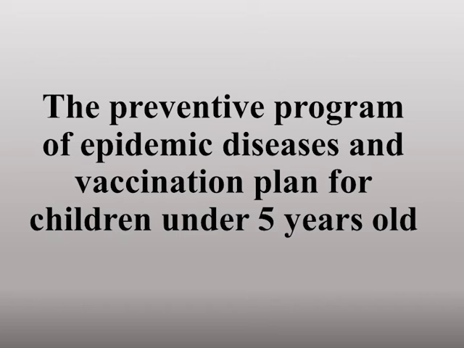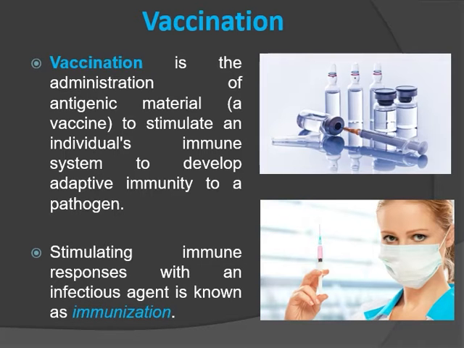I'm happy to give at your consideration the lecture called The Preventive Program of Epidemic Diseases and Vaccination Plan for Children under 5 years old. Vaccination is the administration of antigenic material, a vaccine, to stimulate an individual's immune system to develop adaptive immunity to a pathogen. Generically, the process of artificial induction in immunity in an effort to protect against infectious disease works by priming the immune system with an immunogen. Stimulating immune responses with an infectious agent is known as immunization.